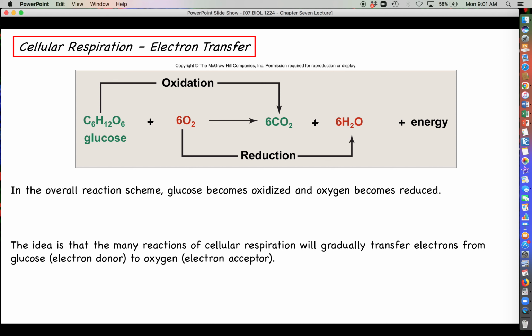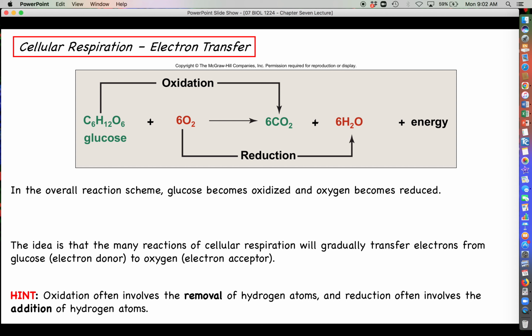Now, if you actually look at this reaction scheme here and you think to yourself, well, I'm having a little bit of a hard time figuring out what's becoming oxidized and what's becoming reduced because I can't see the transfer of electrons, if that's what you're thinking, you are totally justified in feeling that way. I totally understand. It's a little hard to appreciate here what's becoming oxidized and what's becoming reduced since you cannot actually see the flow of electrons. So to help you with that, I'm going to give you a little hint here.